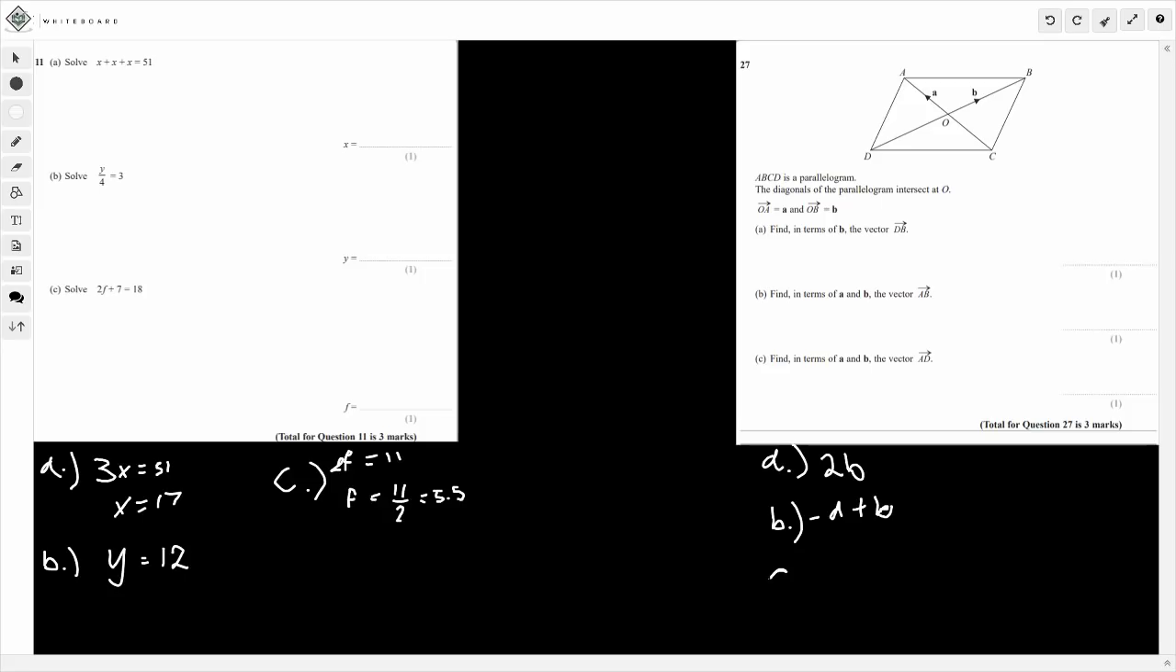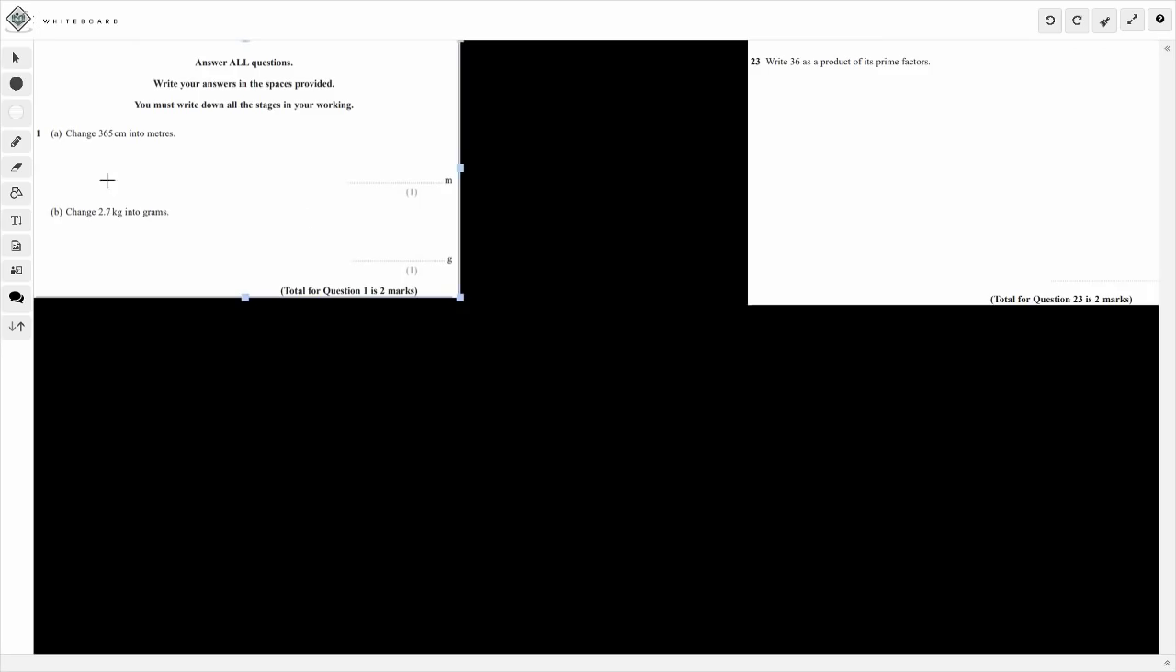And then part C, finally, we have to find the vector AD. So we're going from A to D. Well, if we're going from A to O, that's going to be minus A, just like we did here. So that's minus A. And then if we're going from O to D, because we need to get AD, that's going to be minus B. Remember, B travels in that direction, so it's going to be minus B. So minus A, minus B. And there we go.